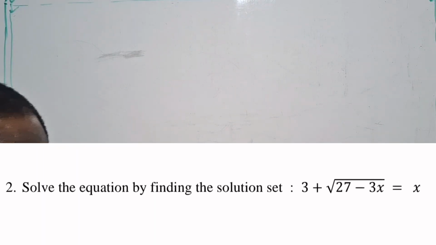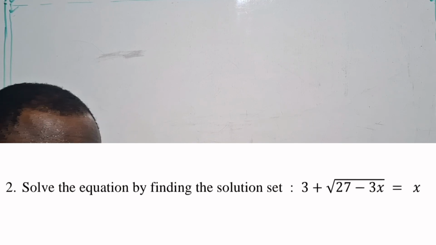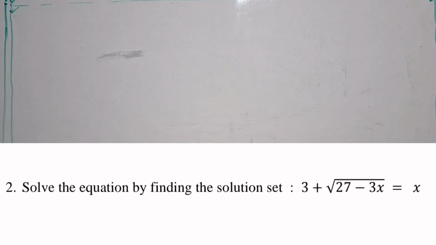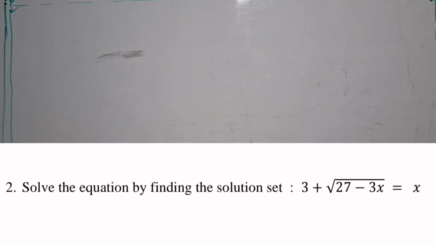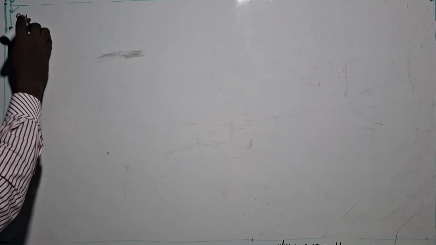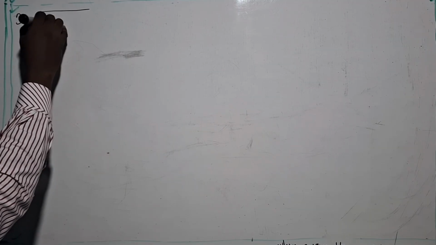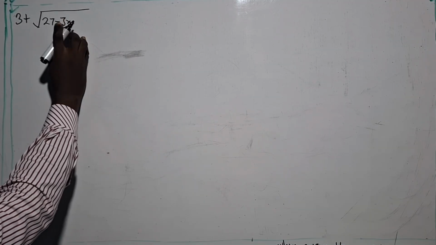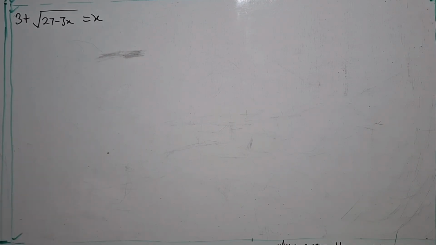So the next question on the screen says, solve the equation by finding the solution set: 3 plus the square root of 27 minus 3x is equal to x. We are going to find the solution set for this question as well. So the question was 3 plus the square root of 27 minus 3x is equal to x. This is the question they have given us.